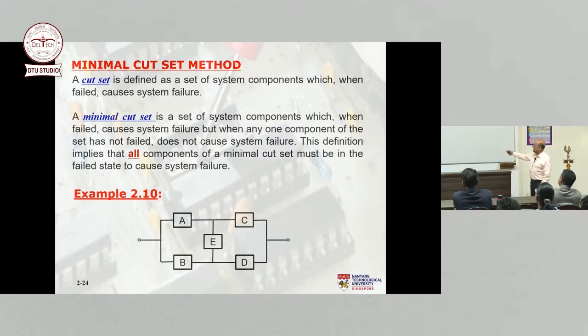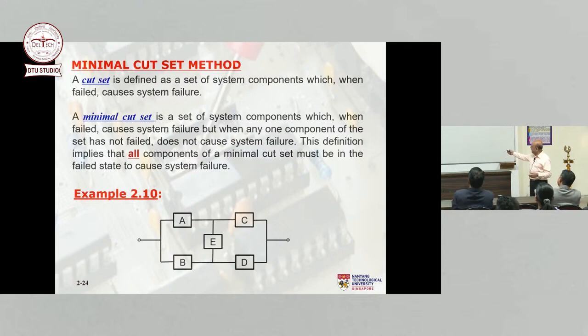No, A has failed. A, E and B have failed. Input cannot go anywhere, right? That's the difference between a cut set and a minimal cut set. So if I say A, E and B is a cut set, then that's wrong, because look at the definition, which when failed causes system failure. If A and B themselves fail, then there is a failure.